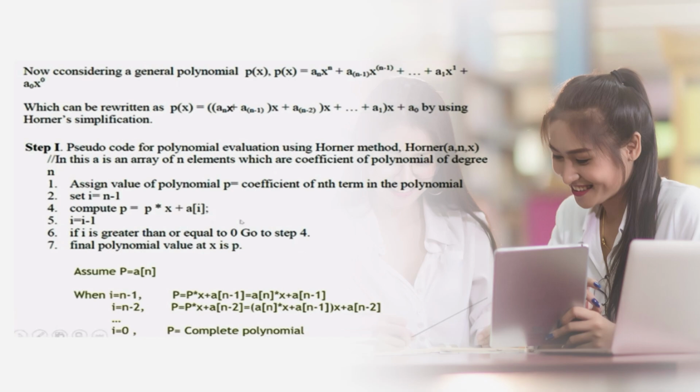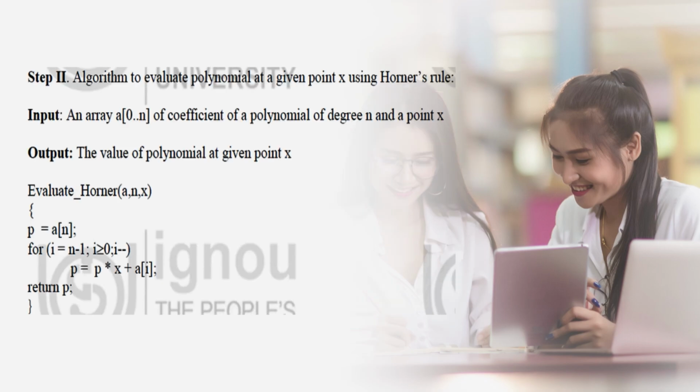Assume p equal to a_n is the coefficient of the nth term, and i equal to n minus 1. In the first iteration, what will be the value of p? p equal to p into x plus a_(n-1), that is a_n x plus a_(n-1). In the next iteration, i becomes n minus 2. In this case, p equals (a_n x + a_(n-1)) x + a_(n-2). Finally, when i becomes 0, p equals the complete polynomial. We can see this through an example also.